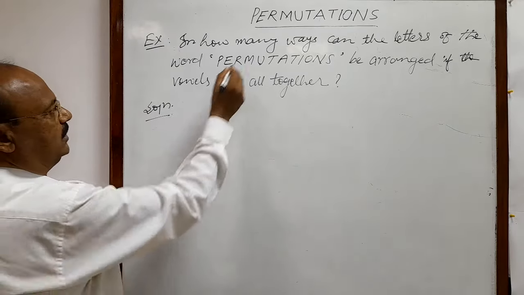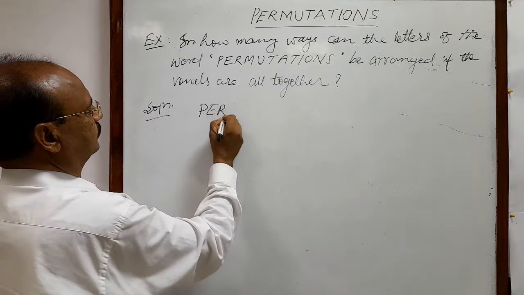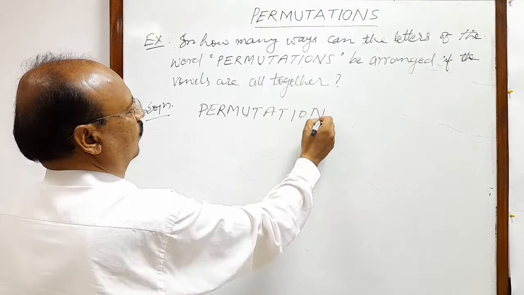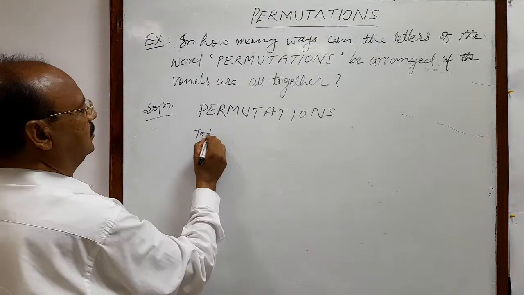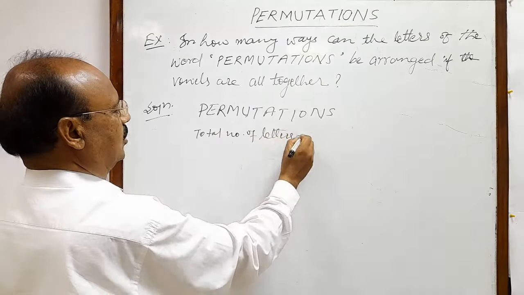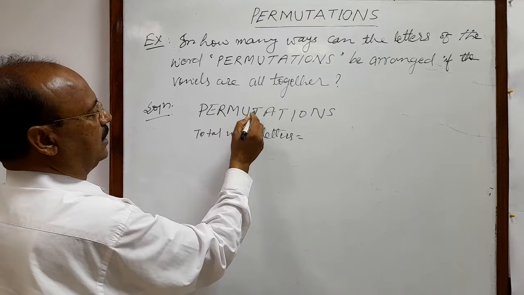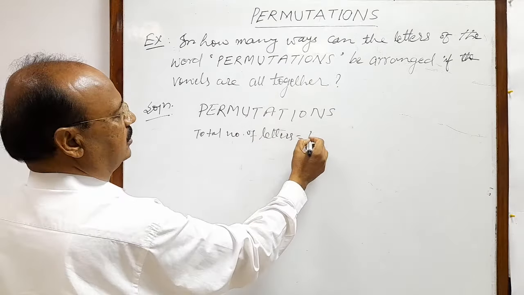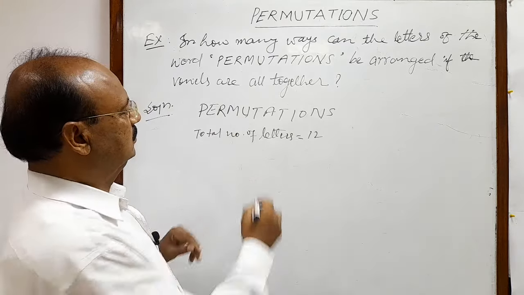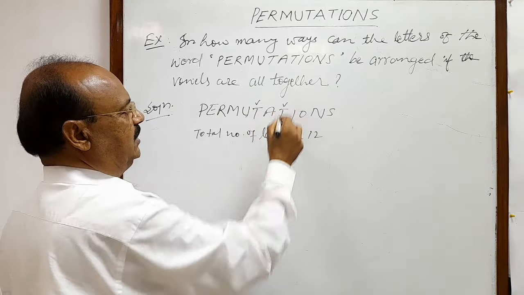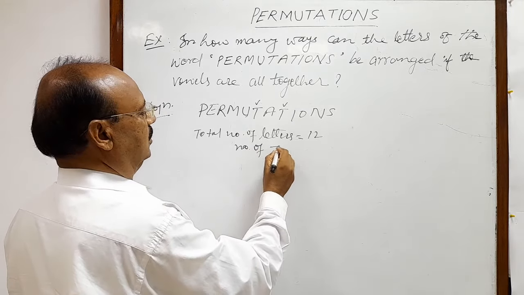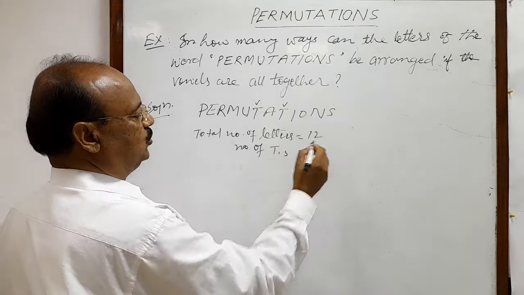Here the given word is permutations. Total number of letters is how many? 1, 2, 3, 4, 5, 6, 7, 8, 9, 10, 11, 12. And there is repetition of T twice, two times. So the number of T's is 2.